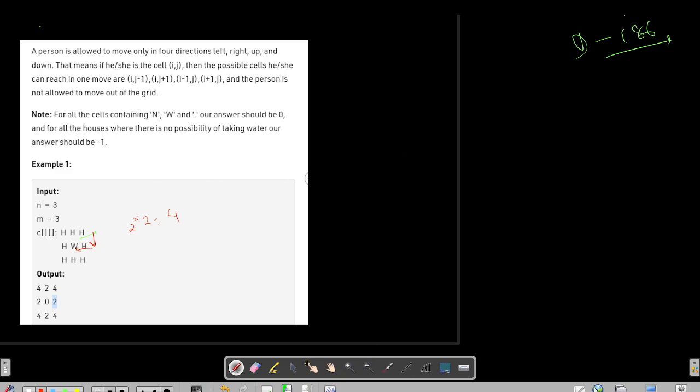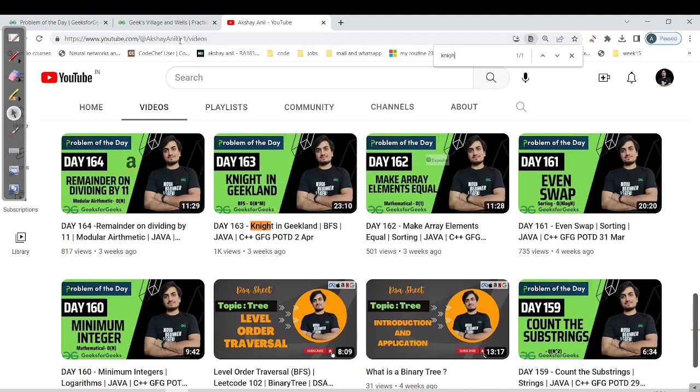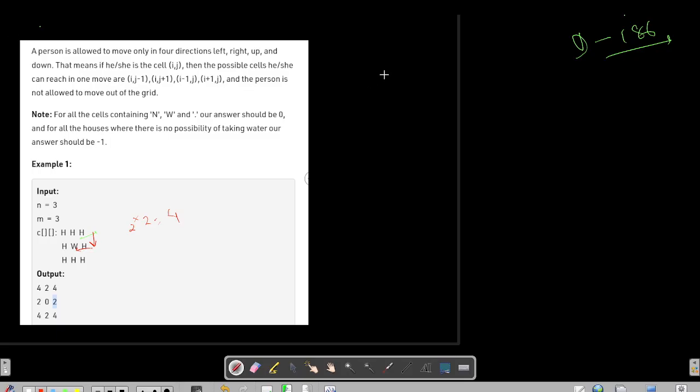So again, I'm saying that it's a purely BFS-based question, and if you were with me on day 163 of solving Knights in the Geekland, then you definitely would have clicked this question, and the same code will be there for the BFS algorithm. Also, you may refer to that video for how the BFS boilerplate is working, but rest assured, I will teach you again as well, but with the minimum information this time, right?